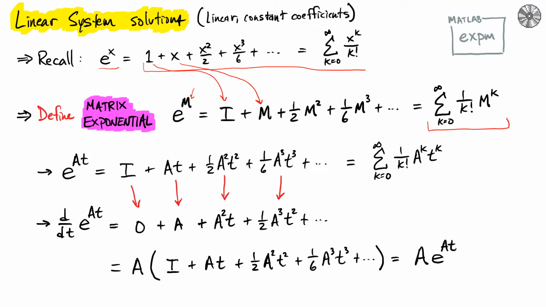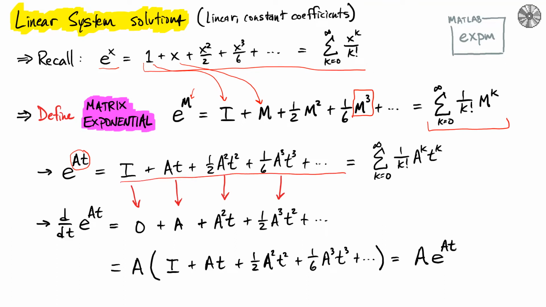And so similarly, we get the same expression, but now these are matrix products, for example, M to the third power. And so if we define the matrix exponential in this fashion, then e to the At, where A is a matrix and t is the scalar representing time, we just replace M by At, and you get this expression here.